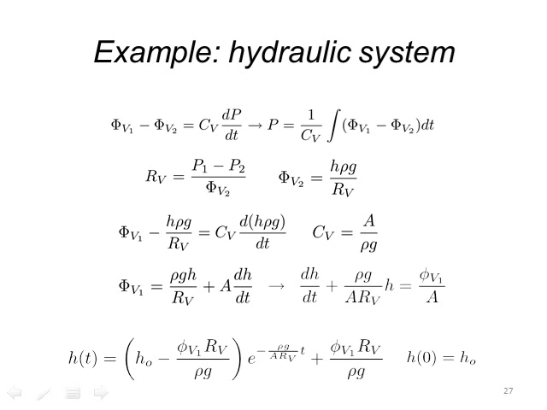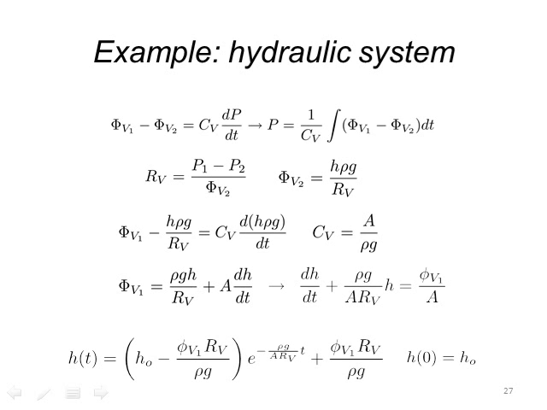Now what we find in this problem is h. How is h changing in time due to these two flow rates? You can imagine if phi sub V1 is much, much larger than phi sub V2, then this thing is going to continue to fill up. If phi sub V2 is much larger than phi sub V1, then this thing is going to empty, and h of t is going to decrease. We want to find an expression to calculate h as a function of t.